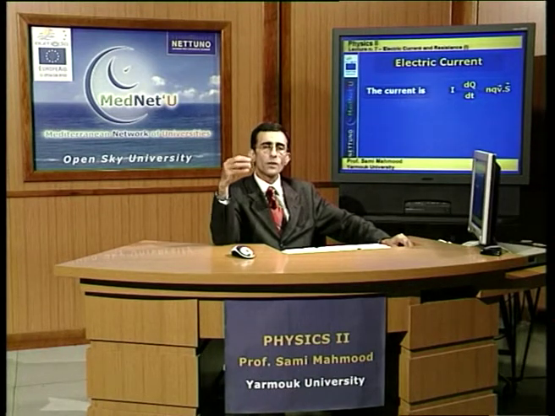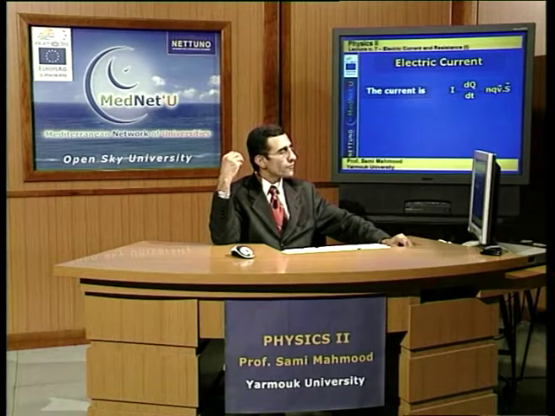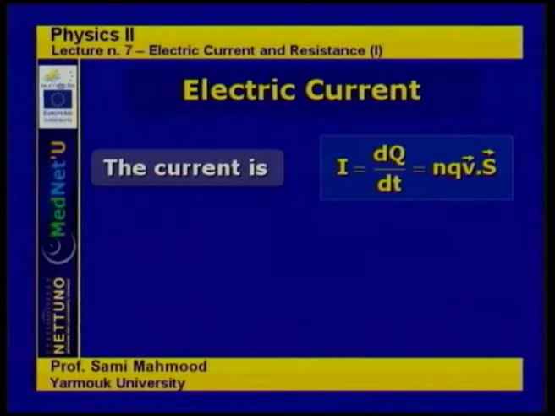Now we define the current as the first derivative of the charge, dq by dt. It is the rate of change of the charge crossing a given cross-sectional area of the conductor. I is equal to dq by dt, and this is equal to the number density n times the charge of a particle q times the drift velocity of the particles v, dot the cross-sectional area S of the conducting wire.